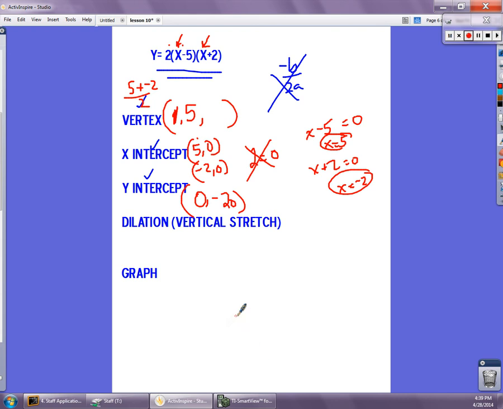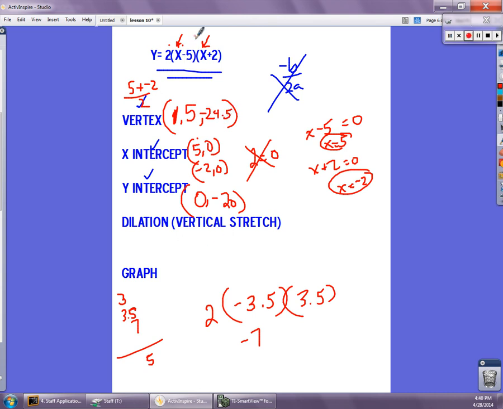So 1.5 minus 5 is negative 3.5. 1.5 plus 2 is 3.5. And then times 2. If you multiply these together, you get 3.5 times 3.5 times 2. So 2 times negative 3.5 is negative 7. And negative 7 times 3.5 is negative 24.5. I'm sorry, negative 24.5. And now you have the vertex.